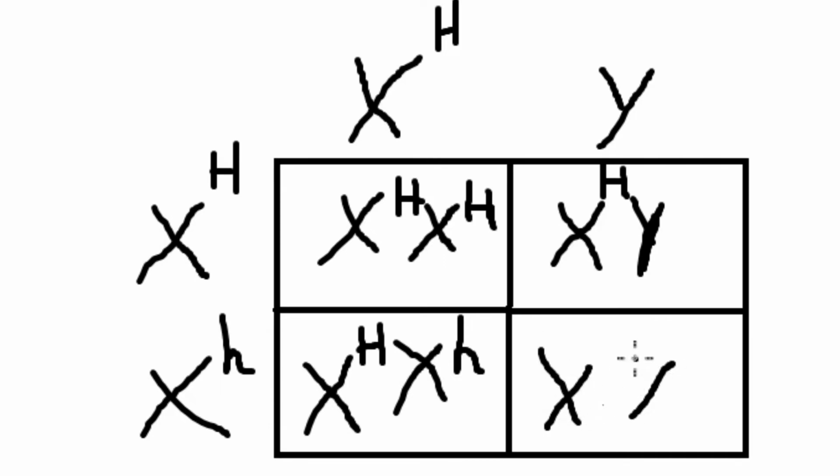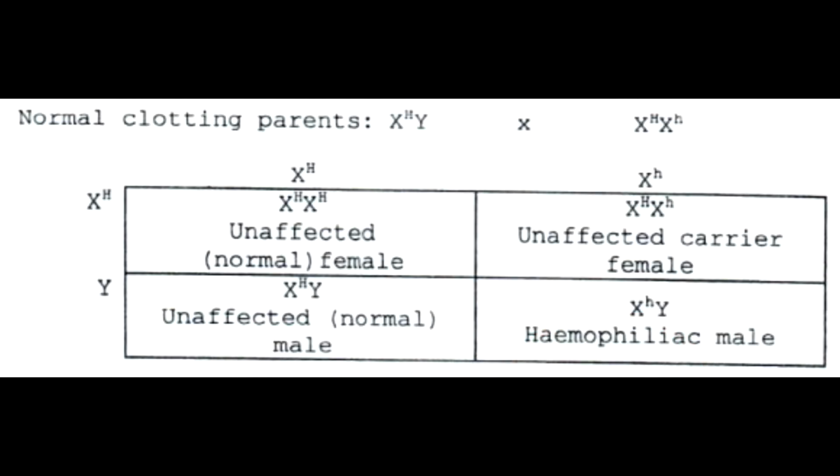And of course the Y doesn't carry any alleles for hemophilia, but he's going to inherit this X small h from his mother. And this child here is going to be a hemophiliac. He's going to suffer from hemophilia.